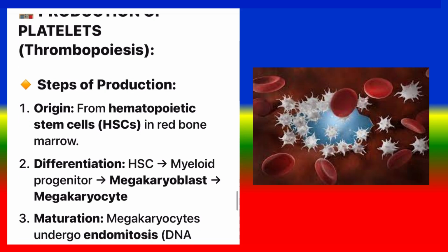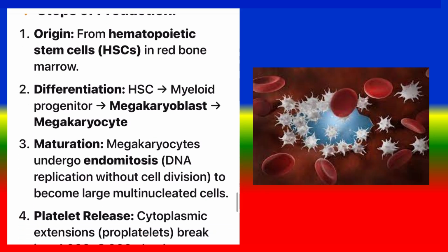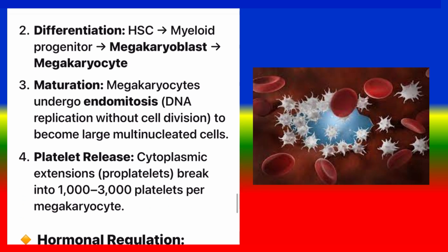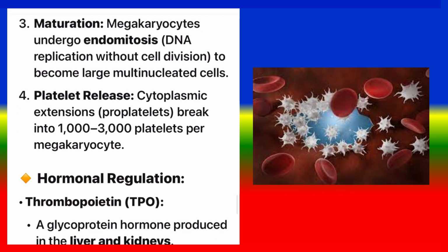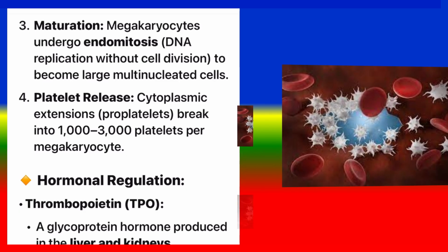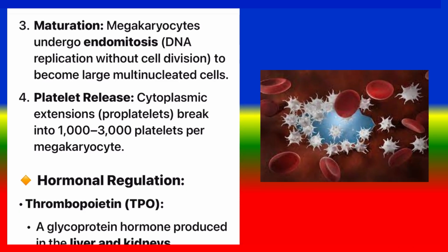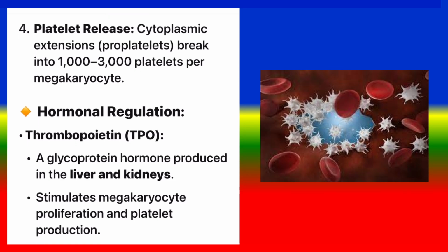1. Origin, from hematopoietic stem cells, HSCs, in red bone marrow. 2. Differentiation, HSC, myeloid progenitor, megakaryoblast, megakaryocyte. 3. Maturation. Megakaryocytes undergo endomitosis, DNA replication without cell division, to become large multinucleated cells. 4. Platelet release. Cytoplasmic extensions, proplatelets, break into 1,000 to 3,000 platelets per megakaryocyte.